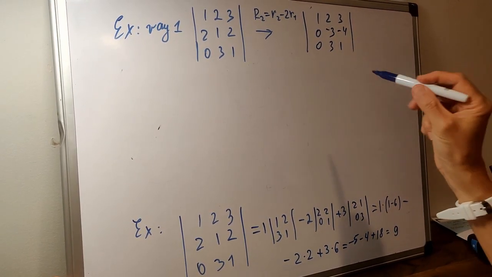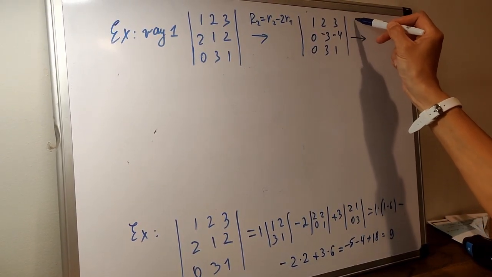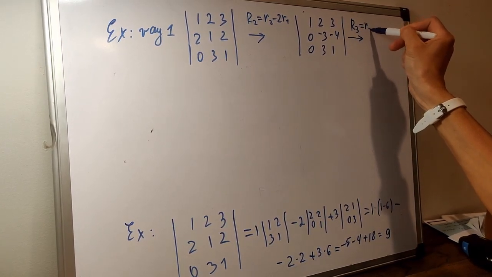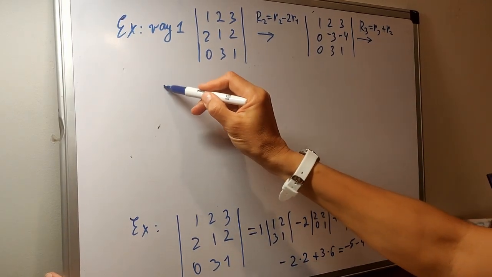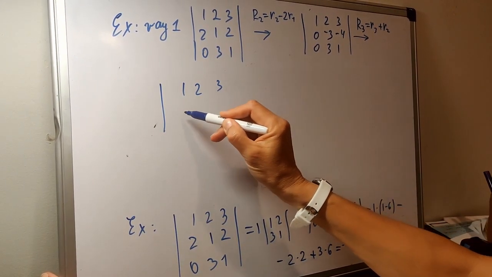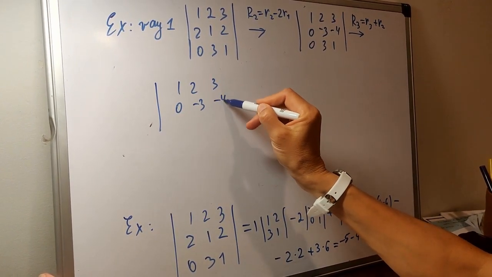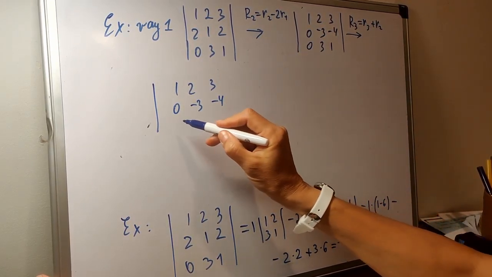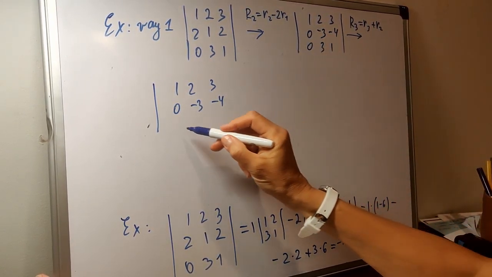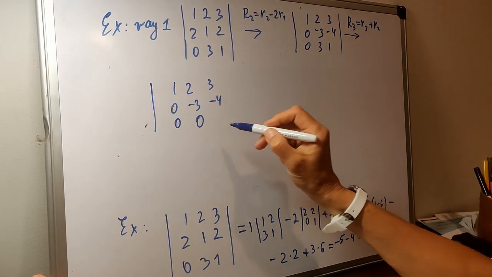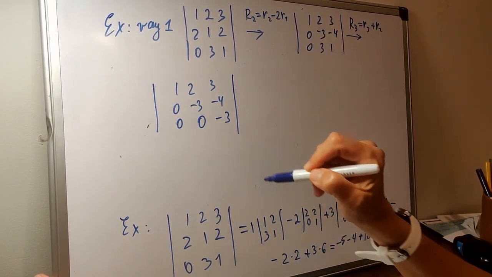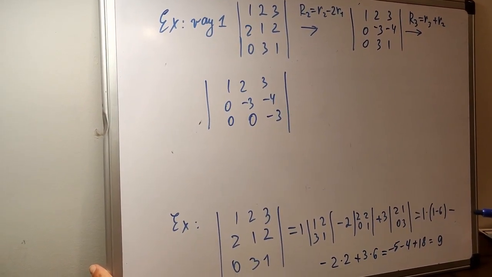I think I'm just going to add row number 2 and row number 3. So my row number 3 is going to be the old row number 3 plus row number 2, which is going to give me 1, 2, 3, 0, minus 3, minus 4. And I'm going to add this, so 0, minus 3 and 3 is 0, minus 4 and 1 is minus 3. So now I got this upper triangular matrix.